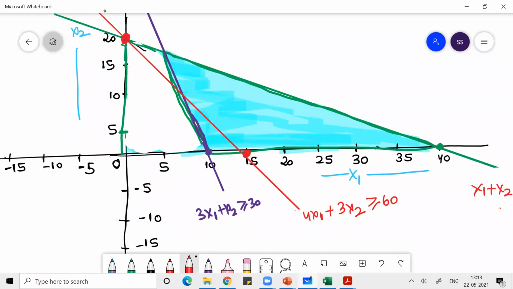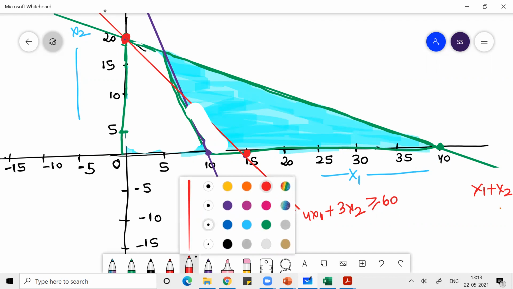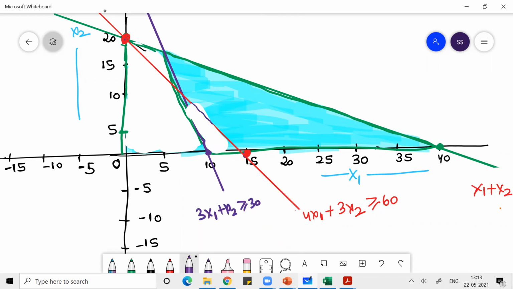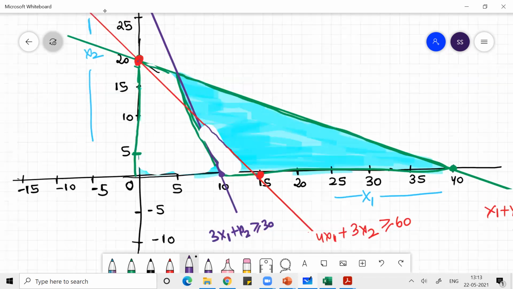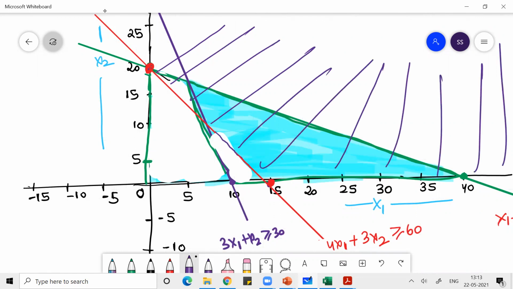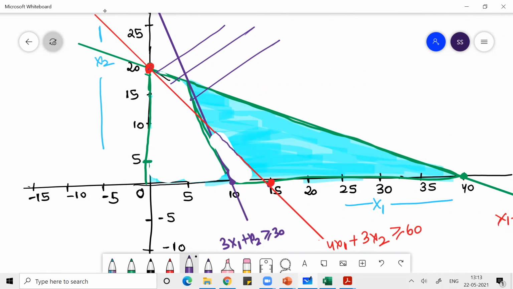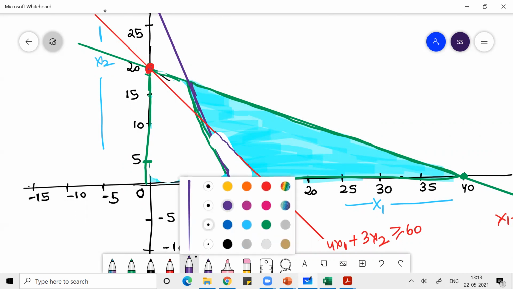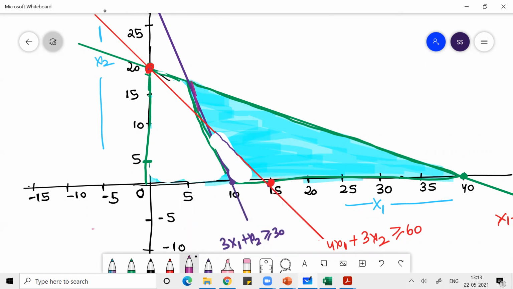Now the question arises, what would be your feasible region, guys? This is your line. So for the third equation, all this would be the feasible region. Now if you try to find the area which is common between all the three lines, it will be this. The area which is common between all the three will be this. A, B, then C, then D.